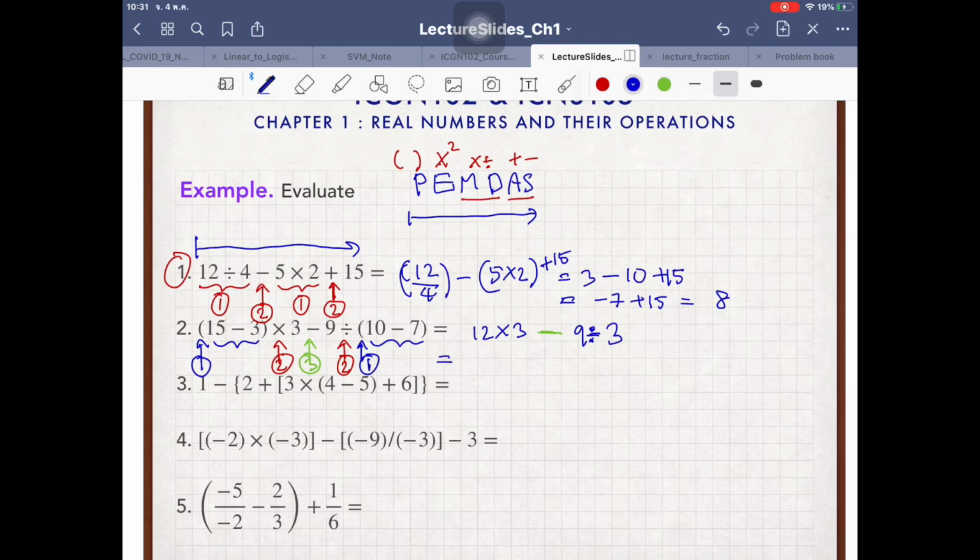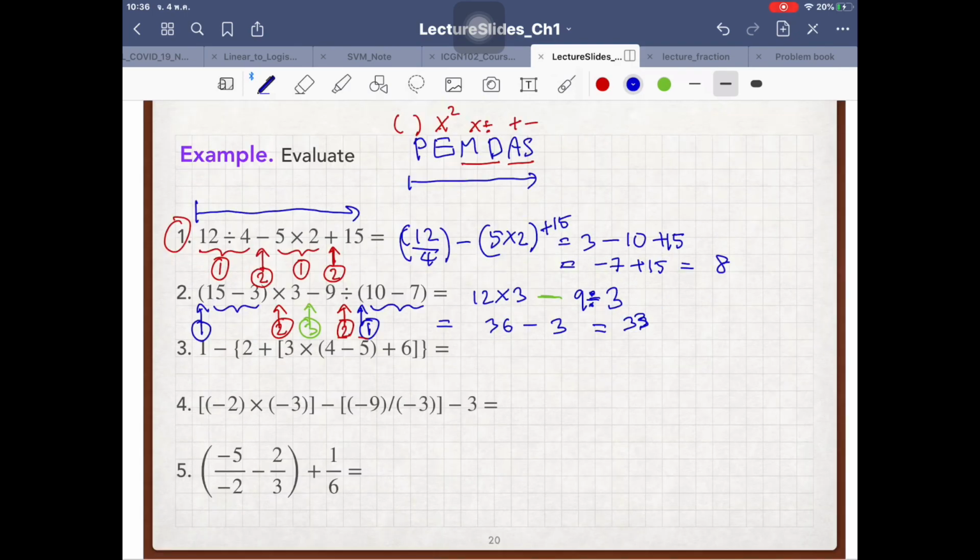All right, and this will give you 36. 9 divided by 3, you get 3. And then you take the subtraction. Right, so the answer will be just 12. I'm sorry, 36 minus 3, you get 33. So that's the answer.